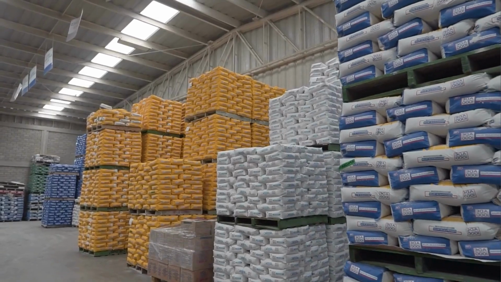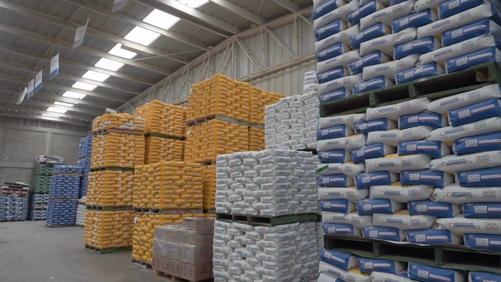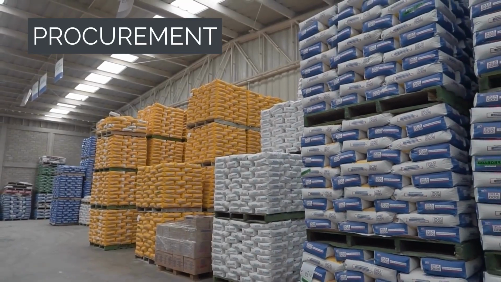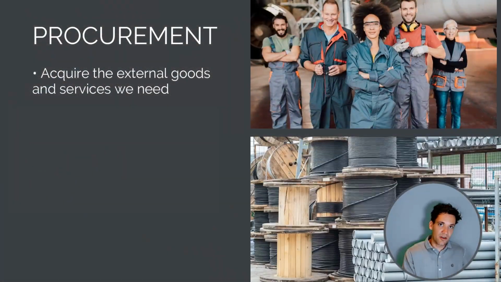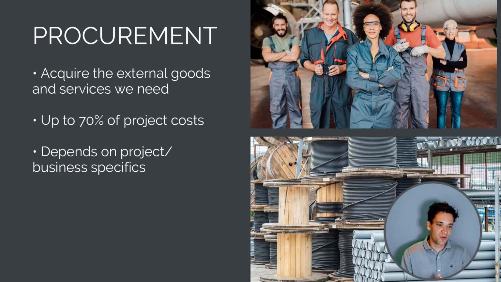And the final component of our pre-construction activities is we need to do our procurement. So procurement is acquiring the external goods and services outside the organization that we need to complete the project scope. Depending on the specific nature of your construction project and the type of company you work for, external project costs can typically cost around 70% of the project value.